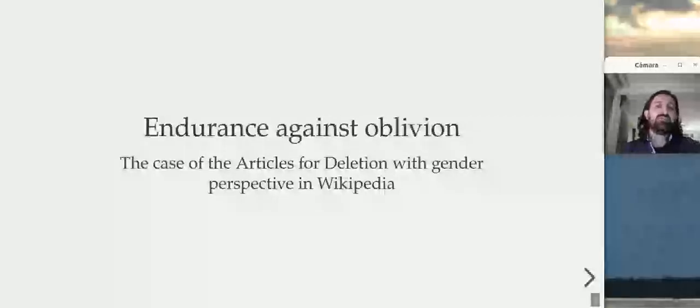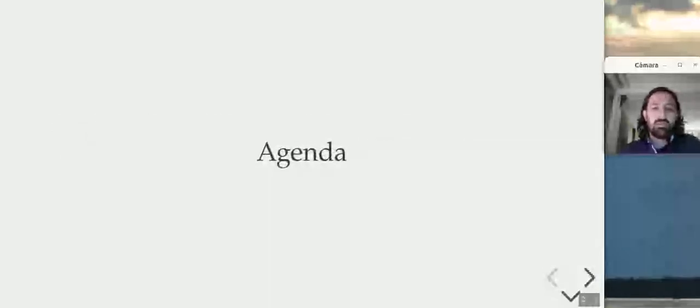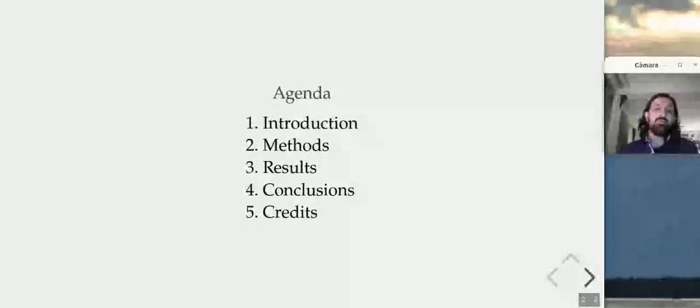Hi everybody, this presentation is called Endurance Against Oblivion, the case of the articles for deletion category with gender perspective in Wikipedia. This is the agenda that I am going to propose to you. We are going to see the introduction, the methods, results and some conclusions that we make.